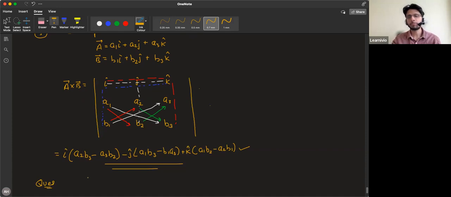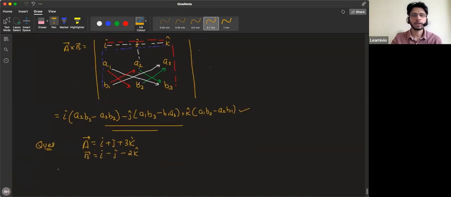Okay, so I'm giving you a very, very basic question. You have two vectors. One is A, which is I cap plus J cap plus 3K cap. And then you have a vector B, which is I cap minus J cap minus 2K cap. Calculate a unit vector perpendicular to both vector A and vector B.